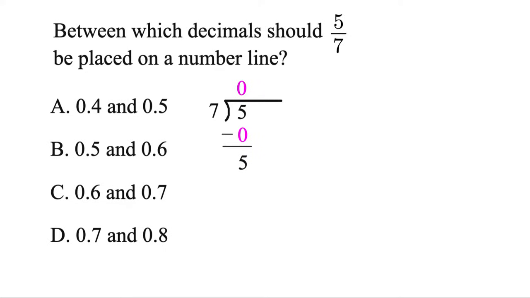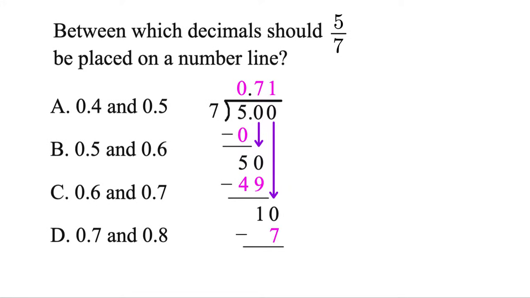Well, we just kind of wasted a lot of time. But no worries, we're actually on our way. 5 is the same thing as 5.0. Then you bring up the decimal, and we can continue by adding a 0 right there. So then it becomes 7 into 50. That'll go 7 times. 7 times 7, 49. Subtract, we get 1. But once again, we could bring down yet another 0. So then 7 into 10 once. And we could keep going with this, but actually, we're done. Because this decimal is going to fit between 0.7 and 0.8 on the number line. So D, that's our final answer there.